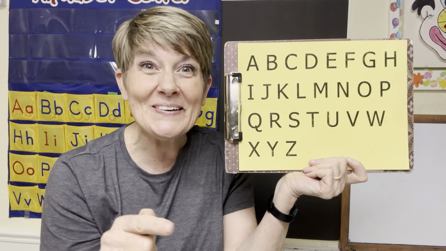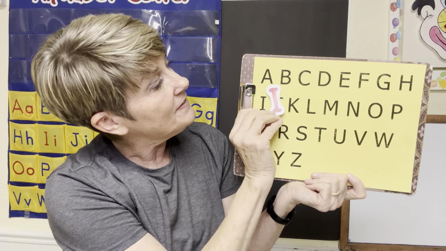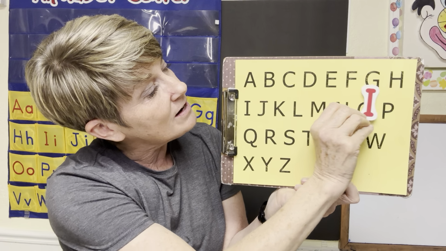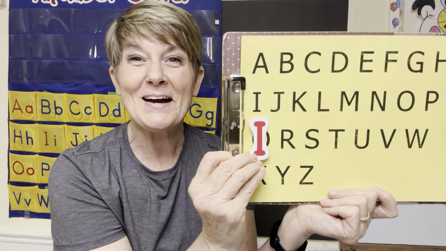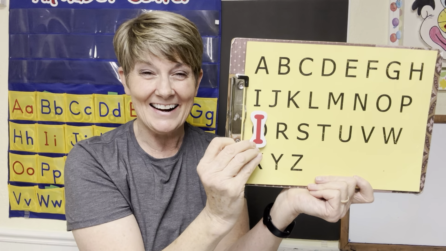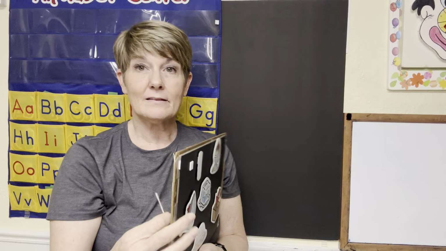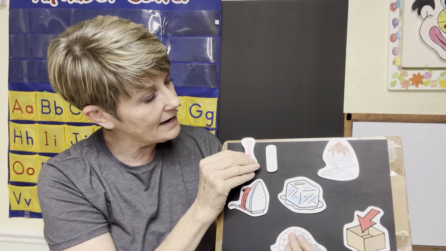Let's see. Do you know? Letter I. You're right. And it's a vowel. Let's see. I think it's kind of near the top. Can you see it? Letter I is right there. And you know what? Let's see what the lowercase I looks like.